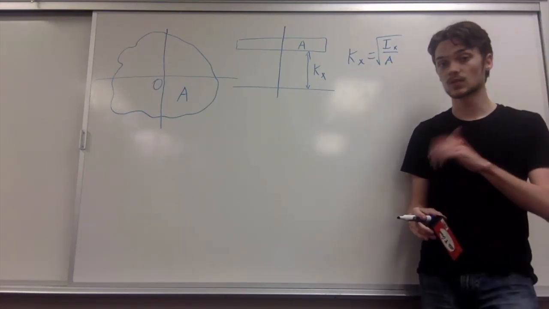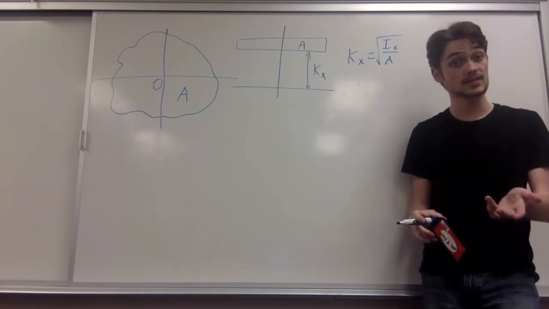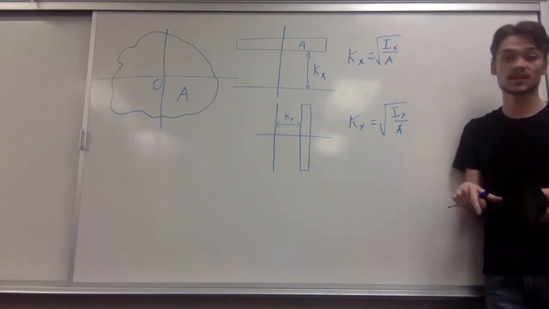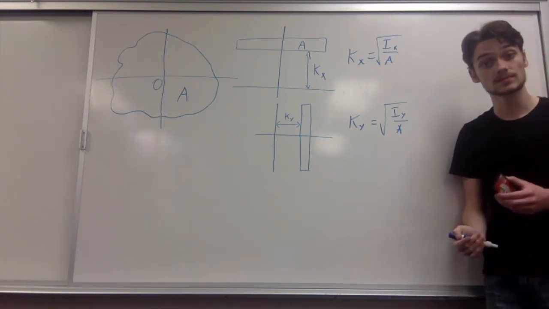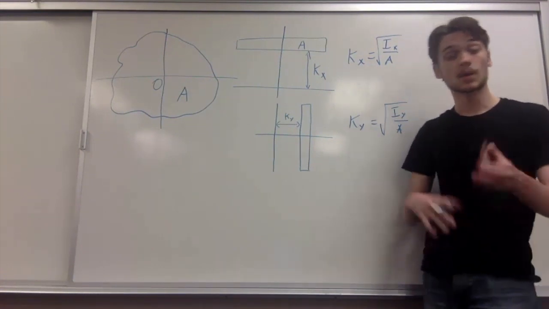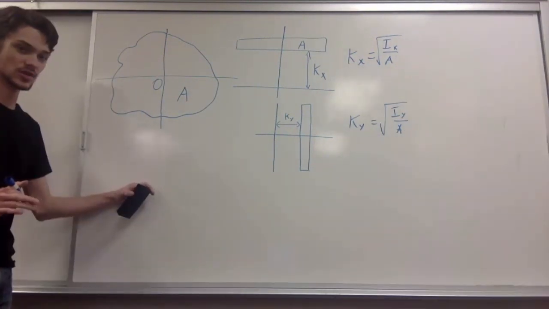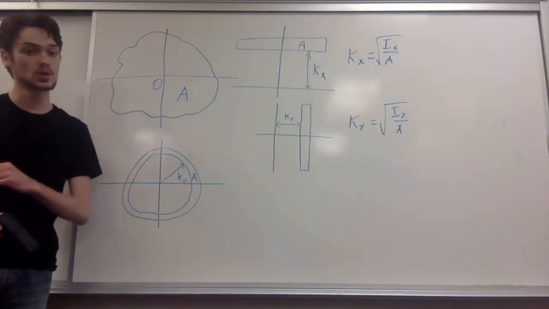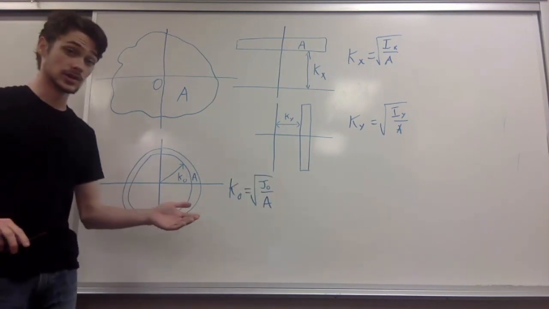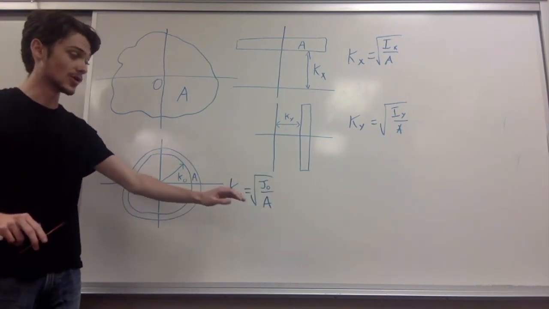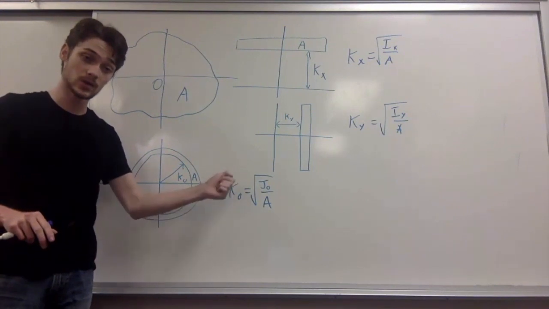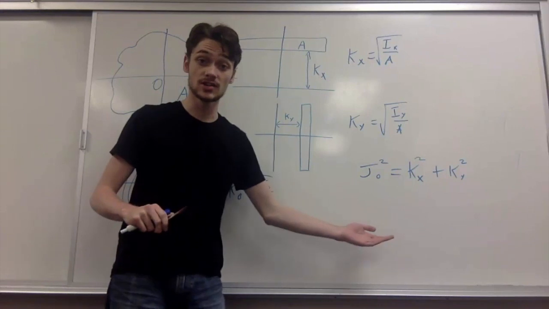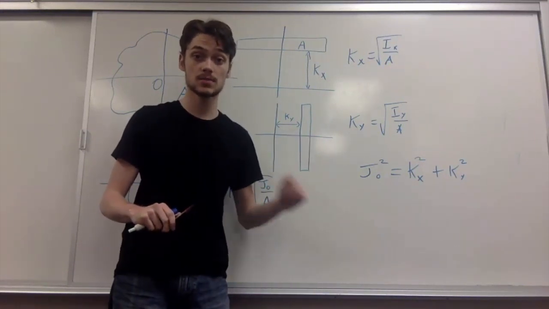Similarly, we can find a radius of gyration with respect to the y-axis, some k sub y, which is going to equal the square root of the second moment with respect to y divided by A. Lastly, we can find some polar radius of gyration. I'm going to do it over here. Here we have some ring with radius a, where k sub naught is going to equal our polar radius of gyration. Following the patterns that we had set before, our k sub naught is going to be equal to the square root of J naught divided by A, J naught being the polar moment of inertia. K naught squared is also equal to kx squared plus ky squared.